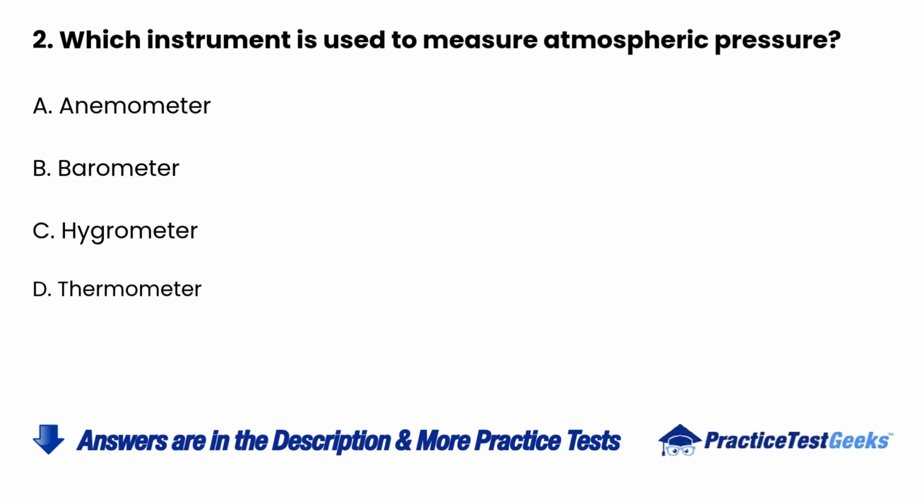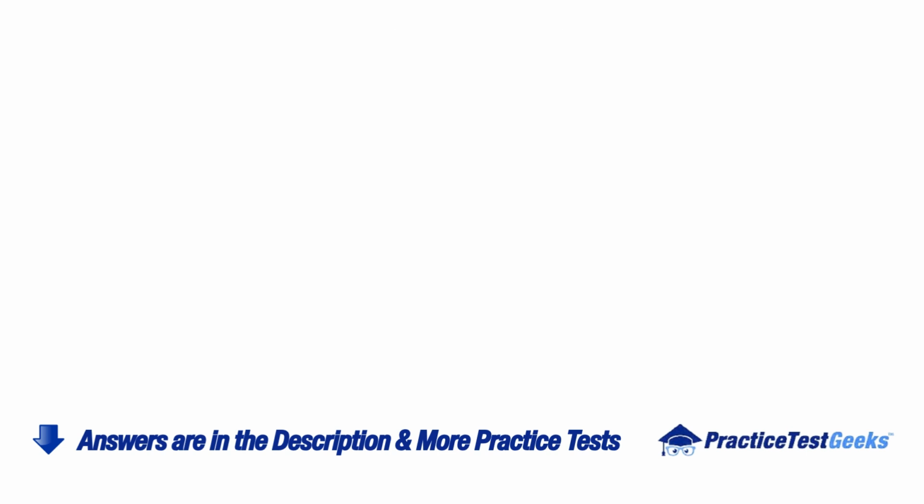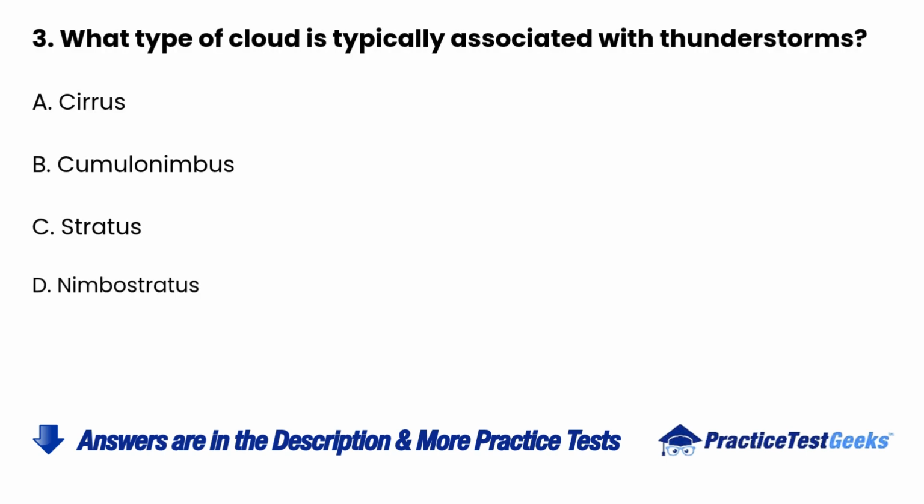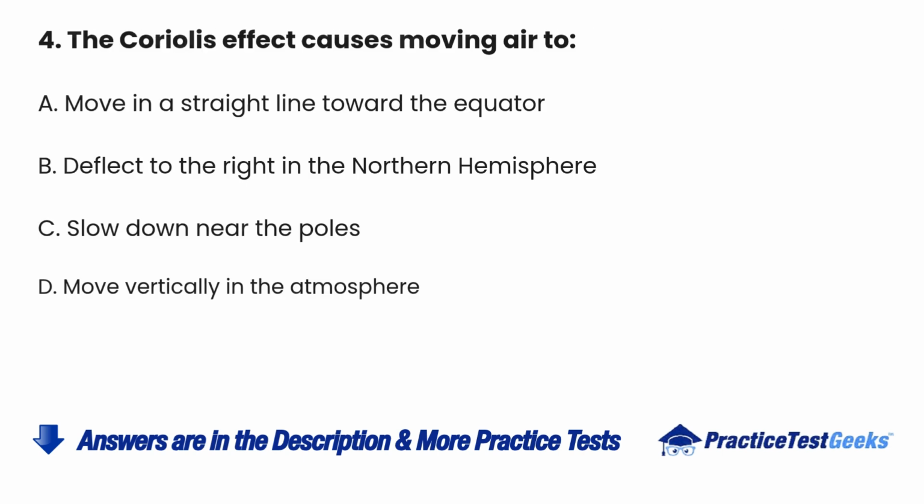A. Anemometer. B. Barometer. C. Hygrometer. D. Thermometer. 3. What type of cloud is typically associated with thunderstorms? A. Cirrus. B. Cumulonimbus. C. Stratus. D. Nimbostratus. 4. The Coriolis effect causes moving air to A.